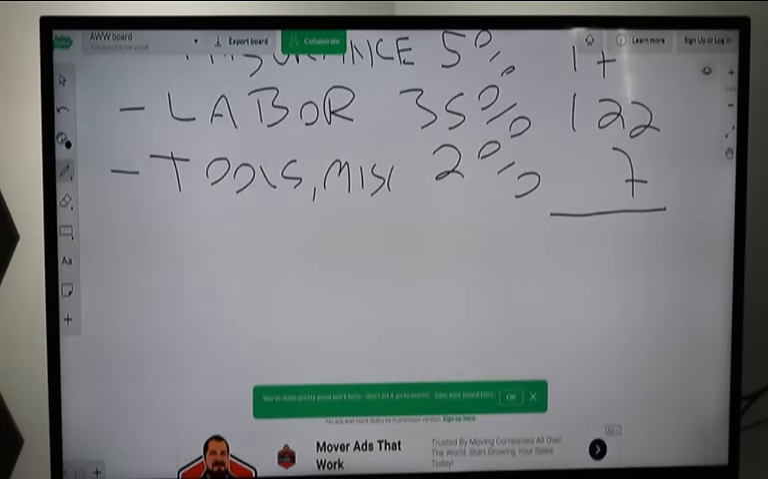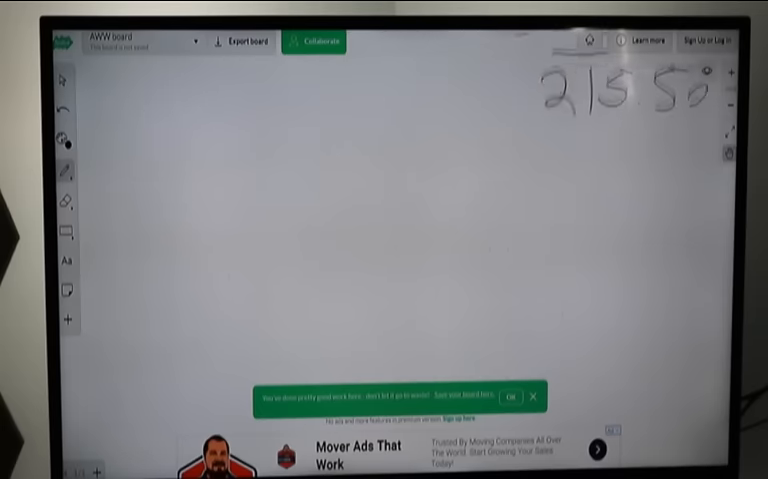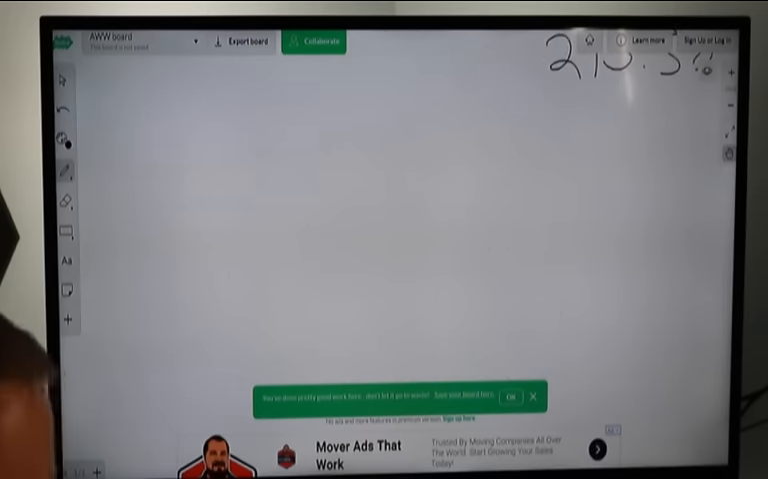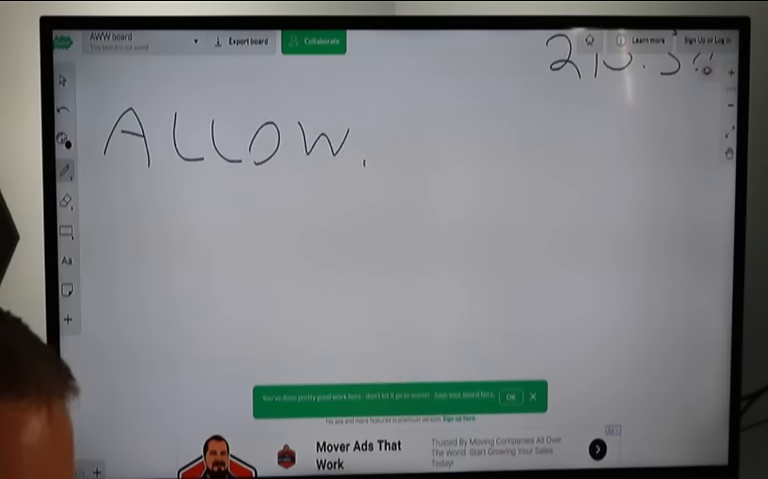Okay, all that adds up to 215.5, guys. So that means 215.5 is your expense that you're going to have, not counting marketing, for your typical junk removal job. So what you got to do now is you got to figure out what's your allowable acquisition cost. And your allowable acquisition cost is the difference.